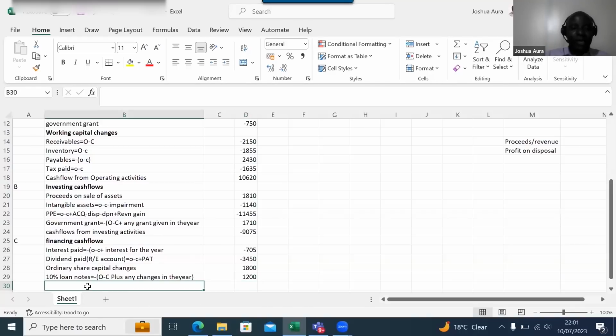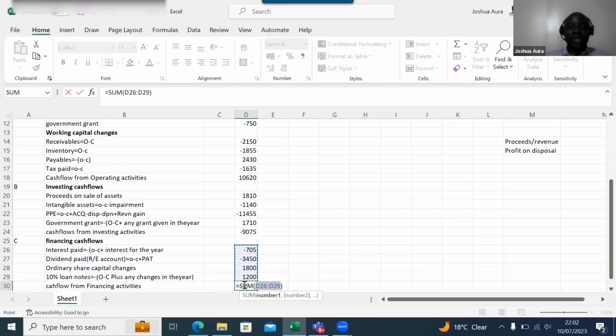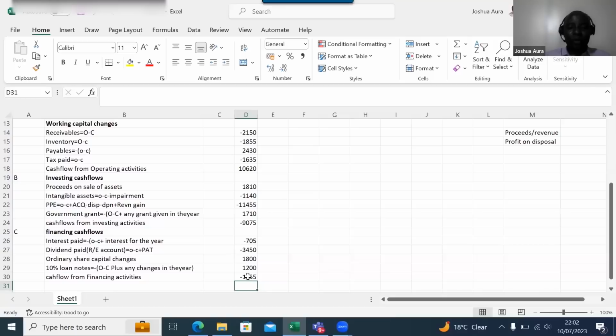So is there anything you think we may have forgotten here? So this is the net, not net, but just cash flow. So cash flow from financing activities. So you'll come and add this. So it is Alt equals Enter like that. So these three, of course, you can bolden them. So bold. We have this one here is bold.